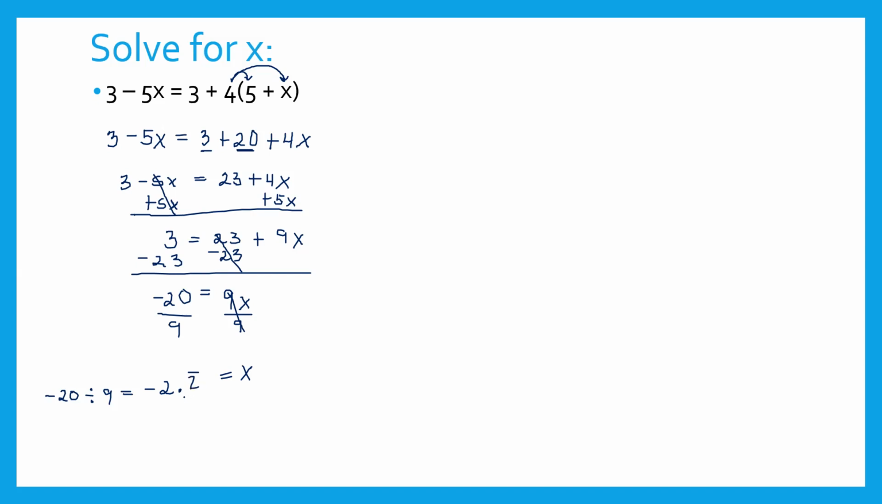And so you could round that 2.2, 2.22, etc., however you're directed, or you could give this answer just as it is in fraction form, so negative 20 over 9. Both ways would be correct in my mind, but you do need to follow directions in WebAssign in order for the computer to give you credit for that.